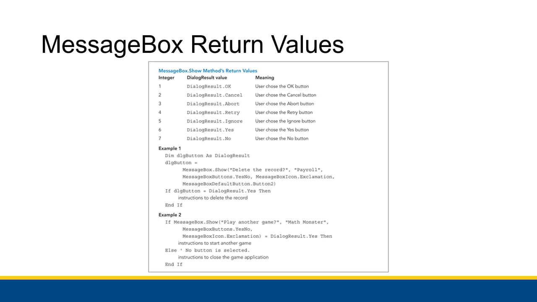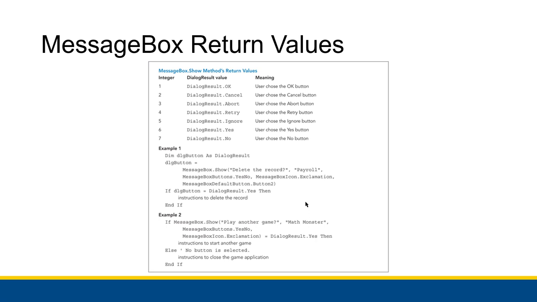So right here, we have two ways of doing it. You can set some variable equal to the output of message box, and then compare that variable to DialogResult.Yes in this case, but it could be DialogResult dot whatever. In the second example, this is just a direct comparison. You use the message box and then some clever uses of line breaks after commas, and then compare that equal to whatever DialogResult you want.